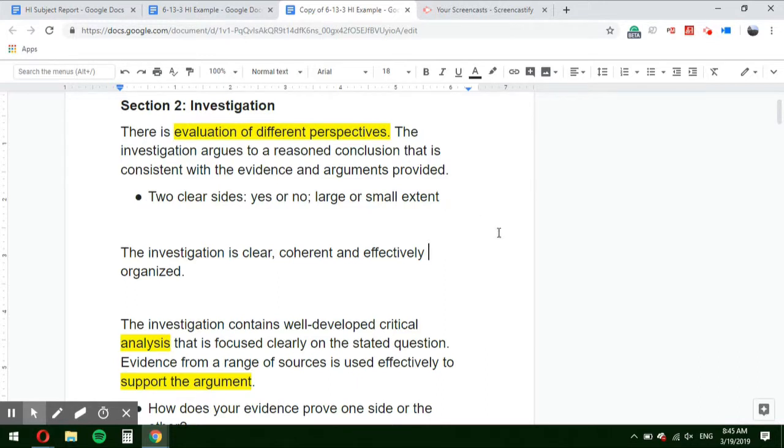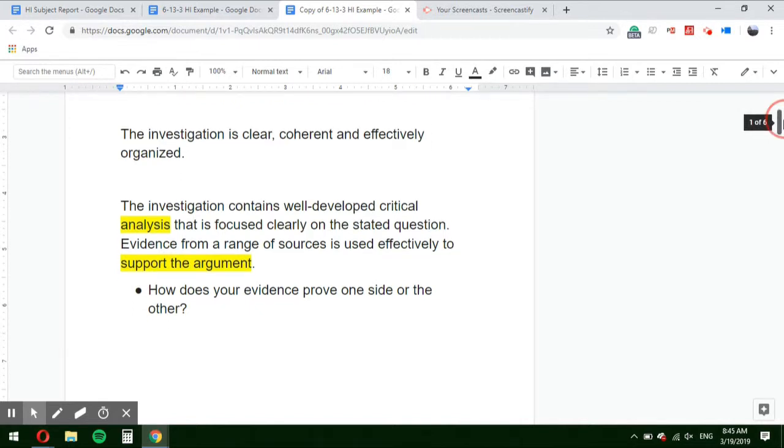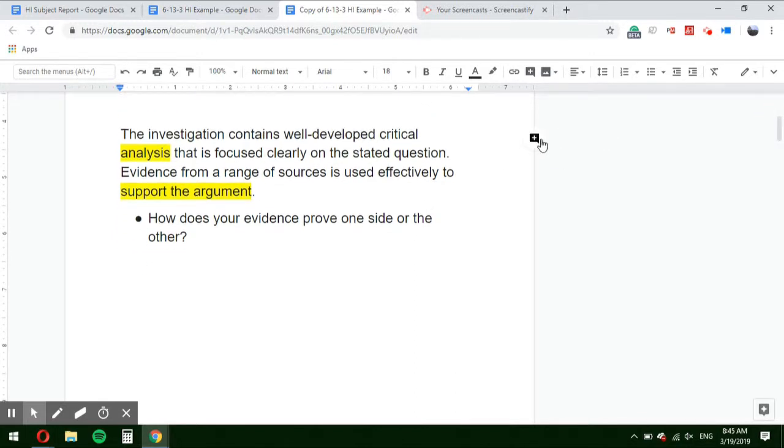There needs to be, yes, something did happen, yes, it was successful, or no, something didn't happen, no, it wasn't successful. Next, the rubric wants the investigation to be clear, coherent and effectively organized. So when you're arguing for your first perspective or your second perspective, you need to argue these in an organized way. You need to either state one after the other or mix them in with each other in a way that makes sense.